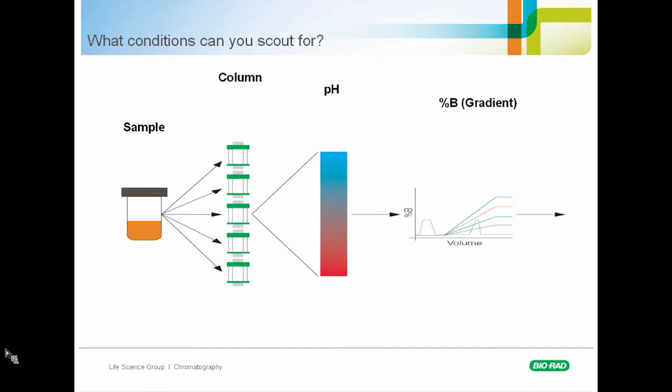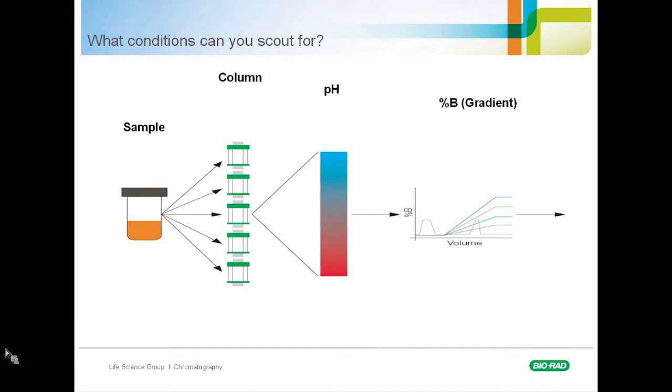So this slide graphically summarizes and represents what I've just explained to you. From the single sample, you could then scout over different column chemistries. From that, you can select the optimal column, and you could then scout on that over different pH conditions.